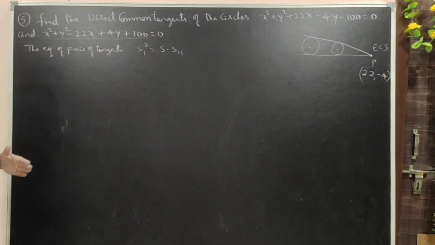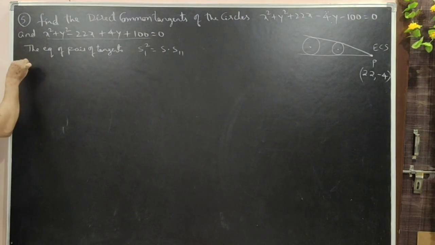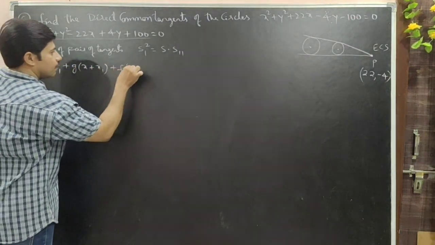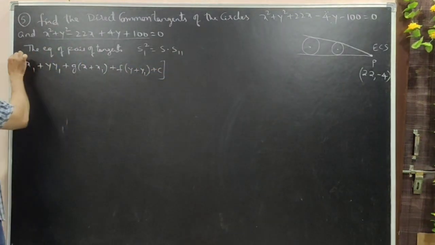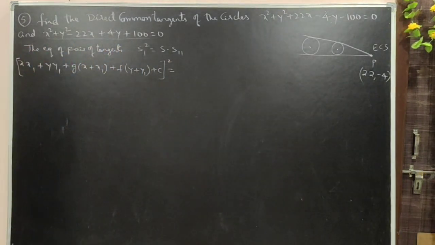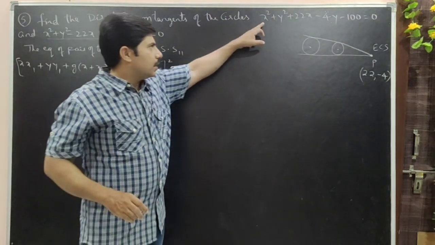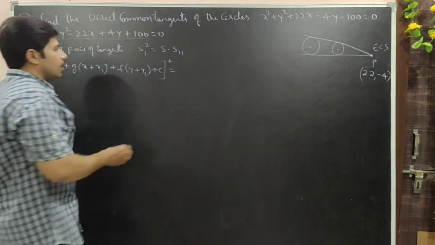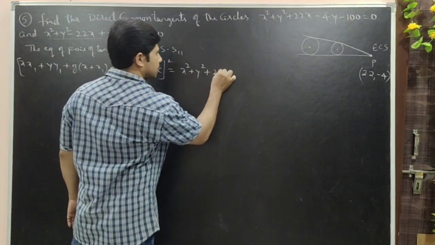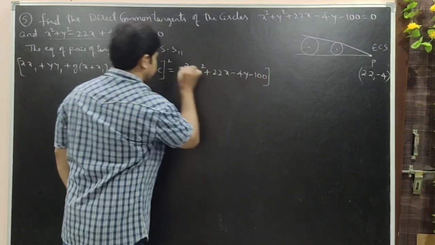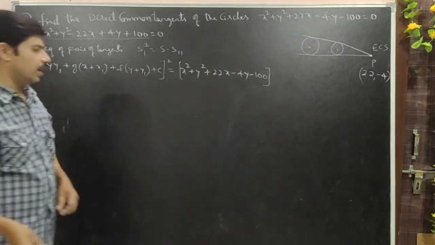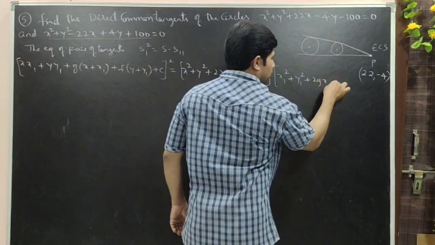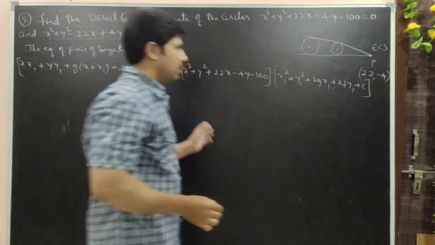So what is S1? S1 is nothing but a notation, so I'll write down the notation. S1 is xx1 plus yy1 plus g into (x plus x1) plus f into (y plus y1) plus c is equal to... S is the equation of circle. You can take either the first equation of circle or the second, anyone you can take as S. I'm taking the first equation. So what is S? It is x square plus y square plus 22x minus 4y minus 100. Okay, I substituted S. Next is S11, the notation I'll write down. S11 is x1 square plus y1 square plus 2gx1 plus 2fy1 plus c. Okay, we substituted the formula.